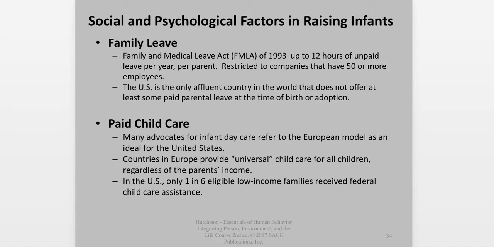Childcare, much the same. The text talks about the European model, where there is universal childcare for all children, regardless of a parent's income. In the United States, only 1 in 6 eligible low-income families get any kind of federal child care assistance. And so 5 out of 6 low-income families aren't accessing daycare assistance, even though they might be eligible. Many advocates for infant daycare think that the European model is the ideal for the United States. The lack of affordable and quality daycare is a major consideration for parents, particularly those that are being pushed to get off of public assistance.